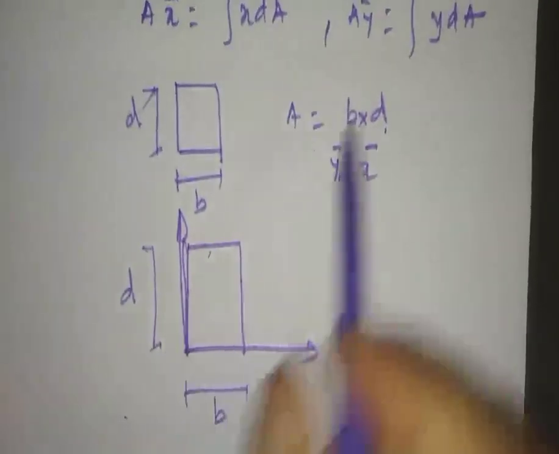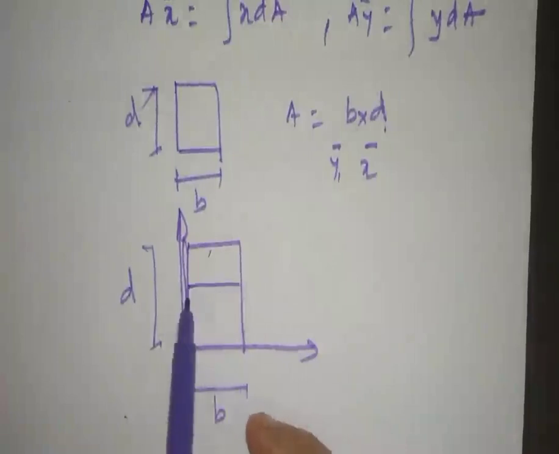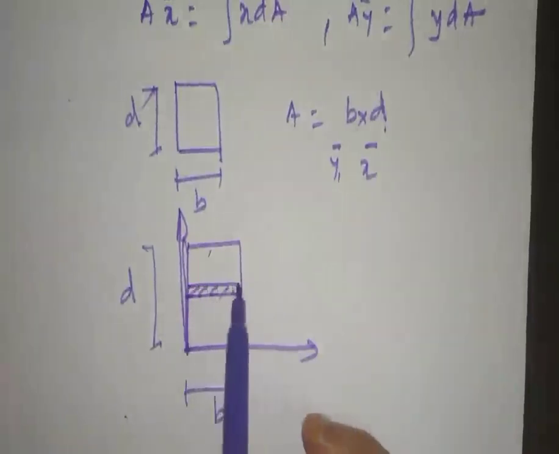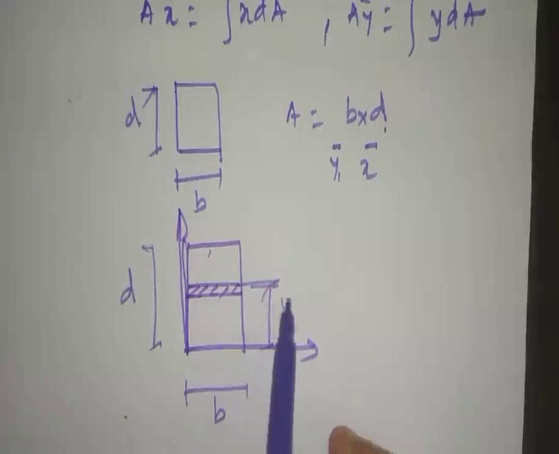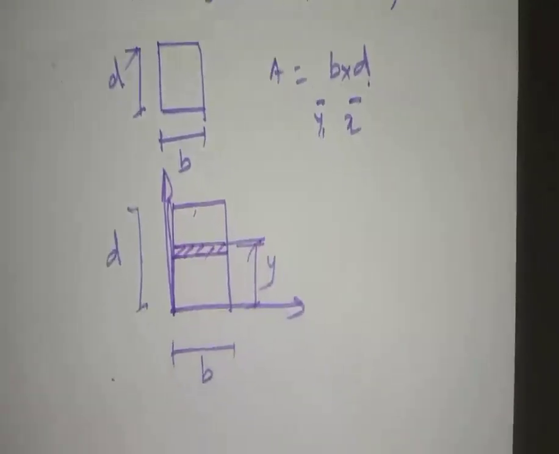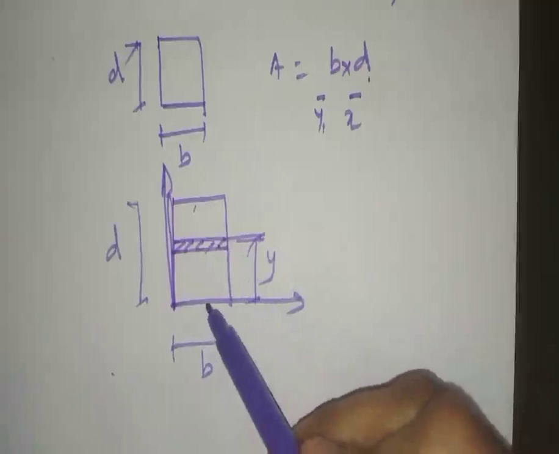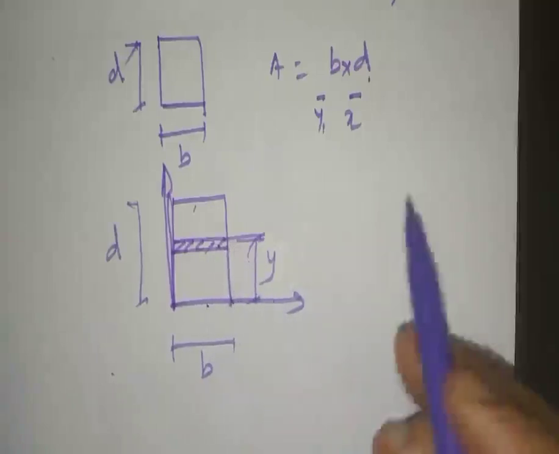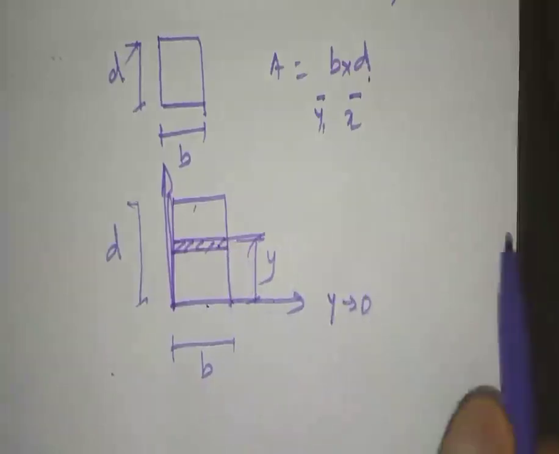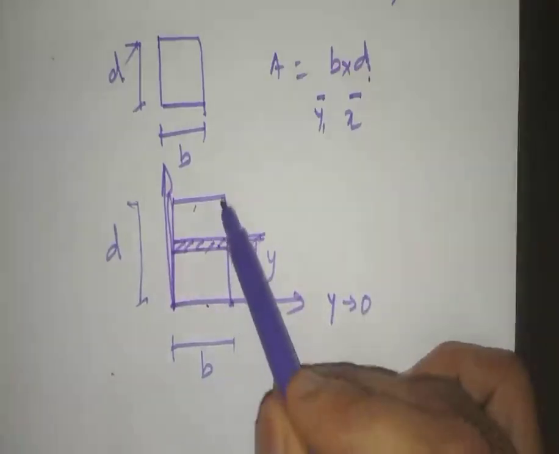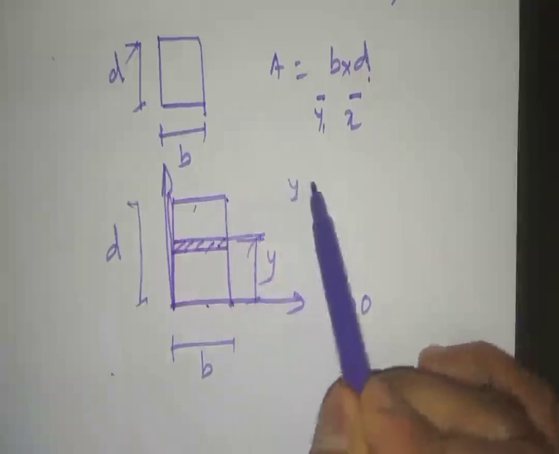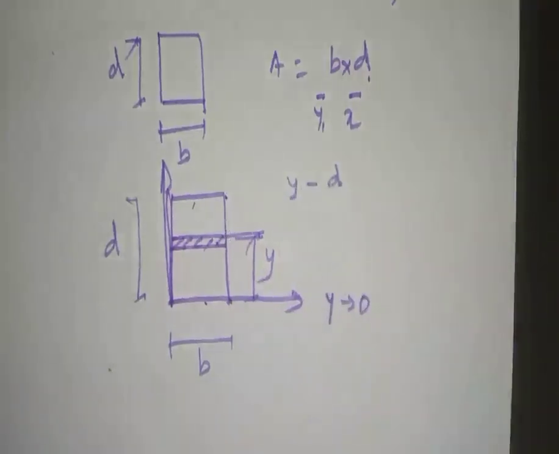Now to find out y bar, I shall place a thin rectangular strip here. This thin rectangular strip is at a distance of y from the origin, which indicates y will vary along the vertical direction. When it coincides with the x axis, the y value shall be 0. When y coincides with the top fiber of the rectangular section, the y value will be d. So y varies from 0 to d. We need to find out the value of y bar now.